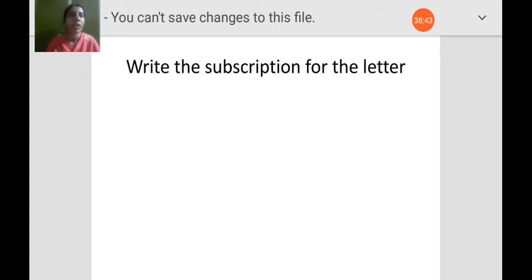Write the subscription for the letter that you have already written. We have developed the body, the from address, the to address, the salutation, the date, subject line, everything we have developed. The last thing we need to write is the subscription for the letter. Try to write the subscription for the letter.